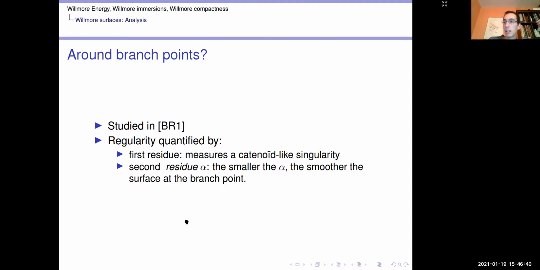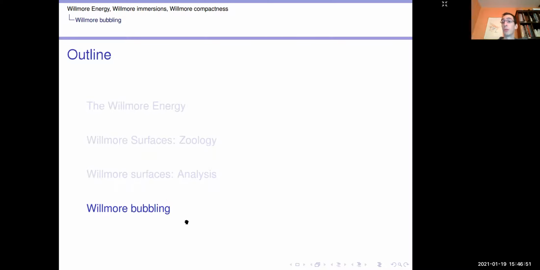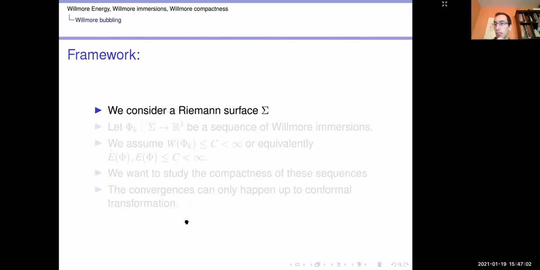So yes, we can apply some of the techniques that I've shown to the situation of the branch point. I will not have time to detail it here, but we can do that. And why do I not spend much time on this one? It is because I want to study what happens when we are considering sequences of Willmore immersions. And I want to try to understand if they are compact or not. So let's set up the frame. We will consider a Riemann surface. So this means that we are fixing the topology, because we're going to consider parametrizations of this Riemann surface into R3. And we're going to consider Willmore immersions. Immersions, not branched immersions.